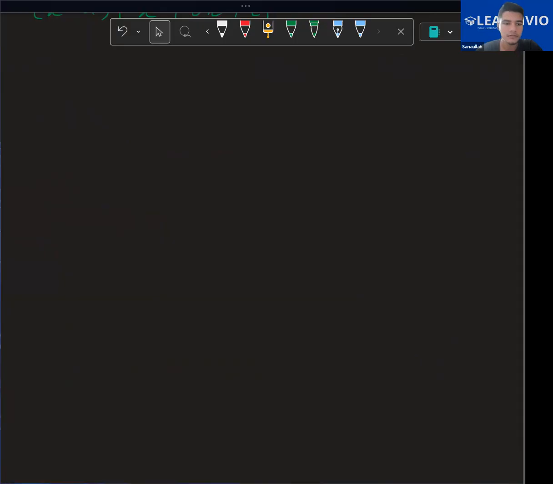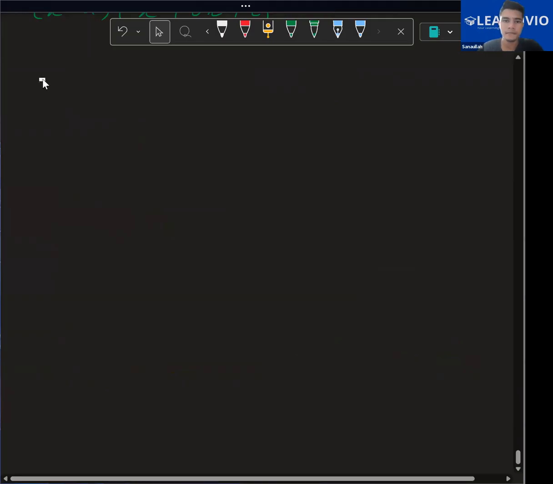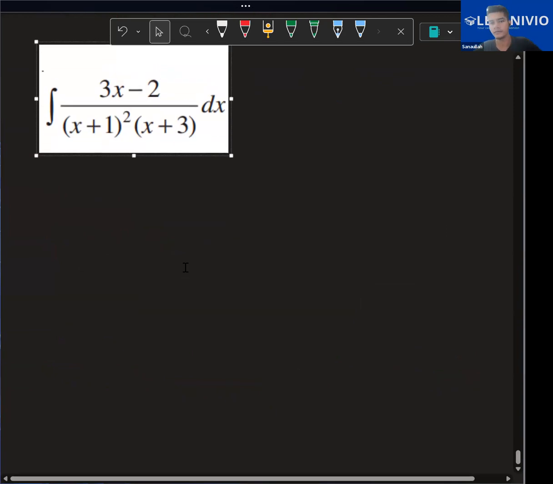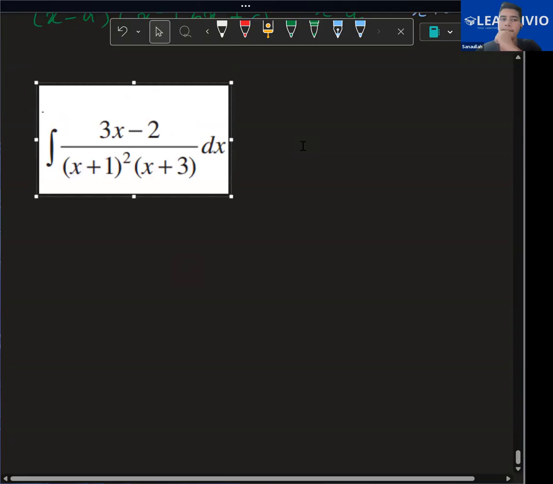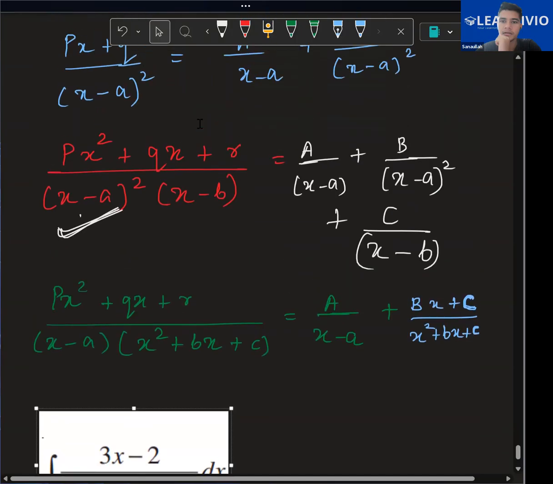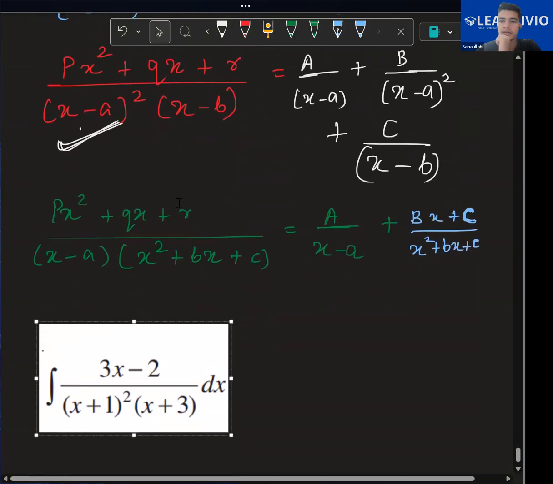So now let's do a question in this. Based on this, we have a question. This one. Integration of 3x minus 2 upon x plus 1 whole square into x plus 3. This is from this form. ठीक है, ये वाली फॉर्म का क्वेश्चन है.